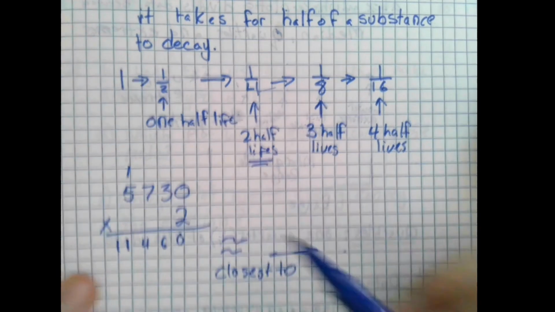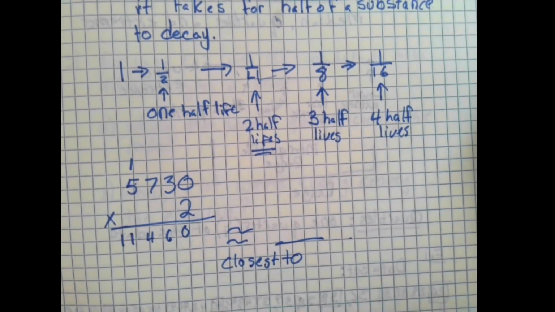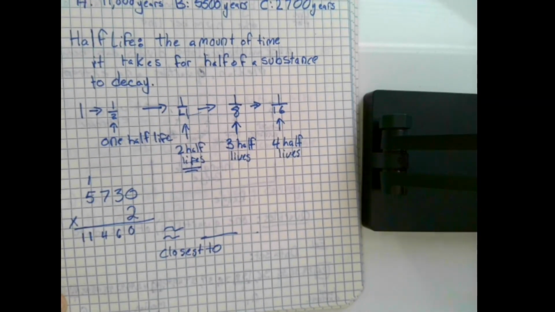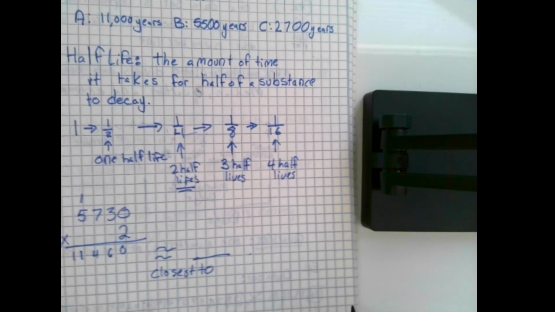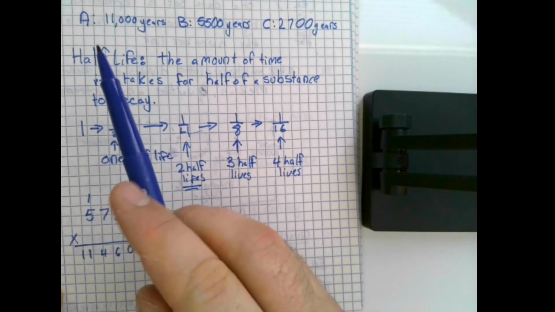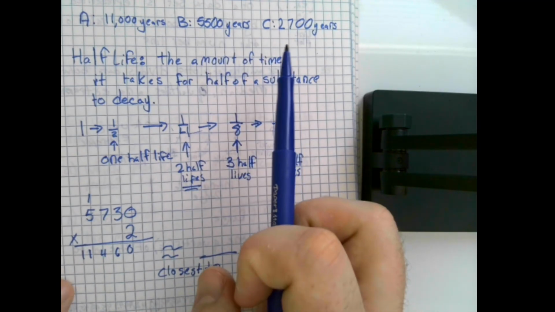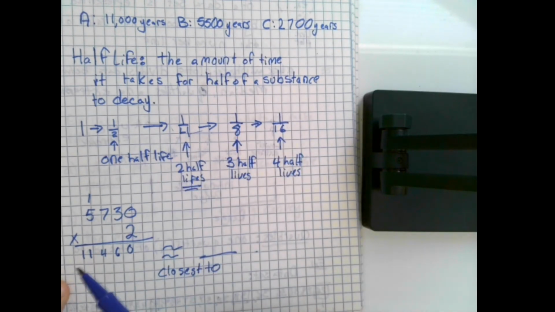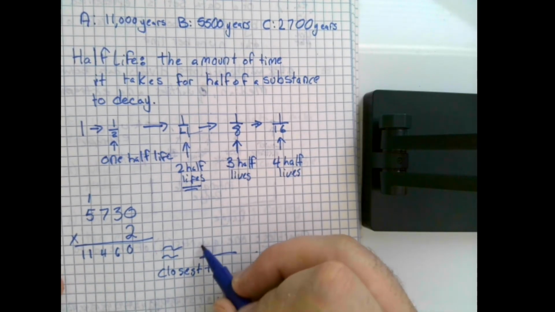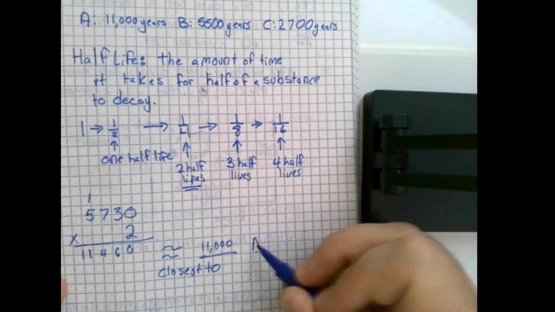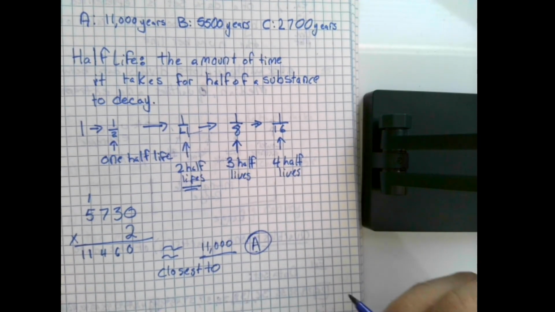Now, this is a multiple choice question. So we have to ask ourselves, is 11,460 closest to 11,000 years, 5,500 years, or 2,700 years? Well, it's closest to 11,000. So our answer would be A.